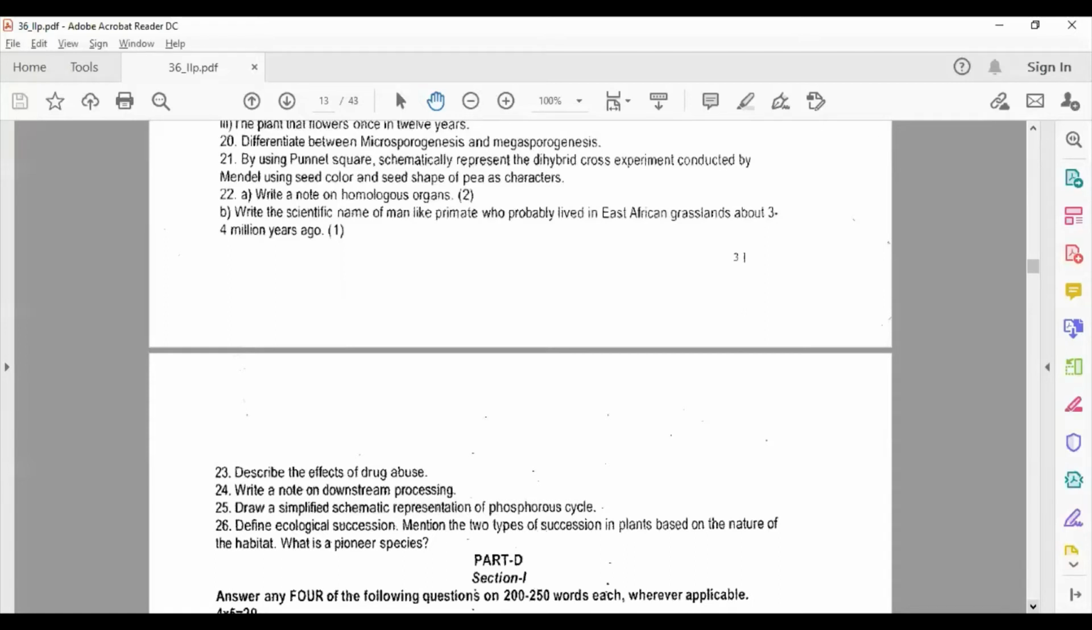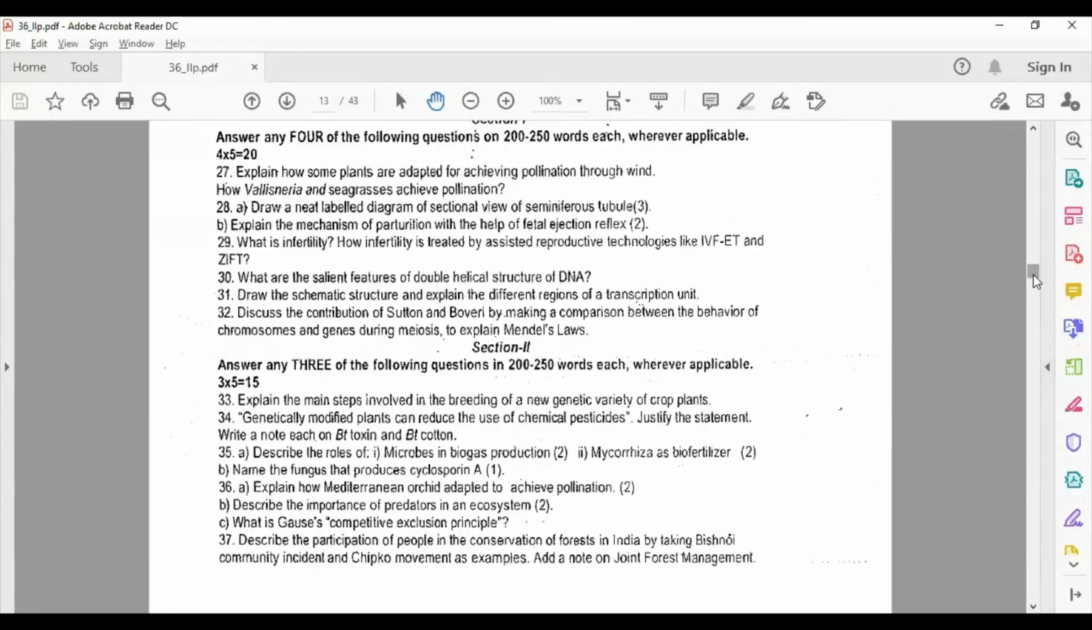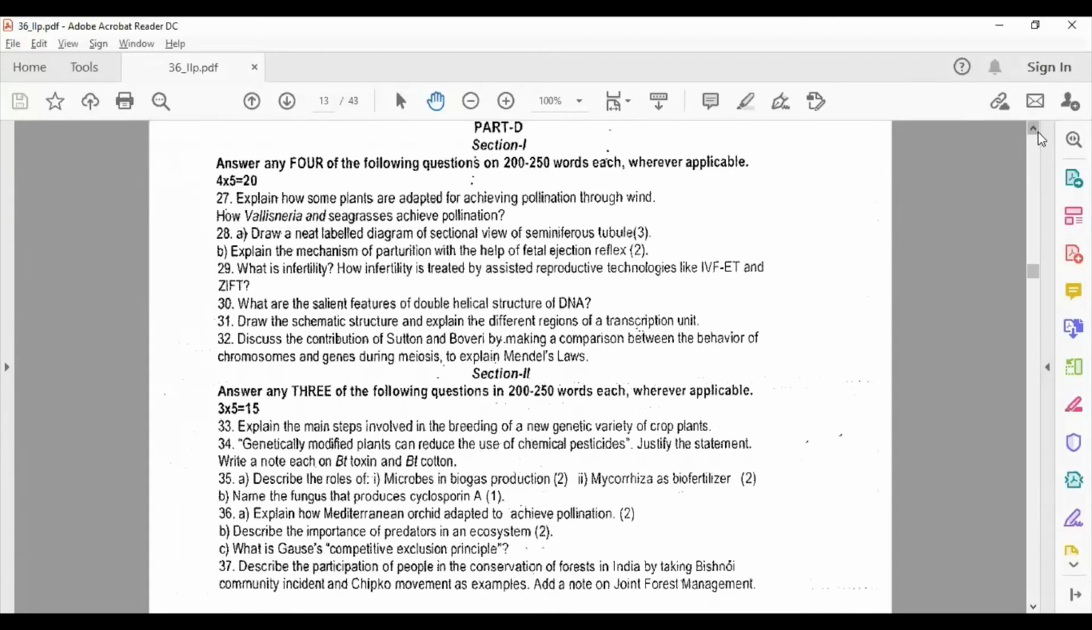I'm always talking about the last unit, and I'm not specifically talking about the chapter, because most of the concepts are related in the last unit. So I would not be talking about chapter-wise questions. I would just tell about the unit. Then moving on to Part D, the first section.